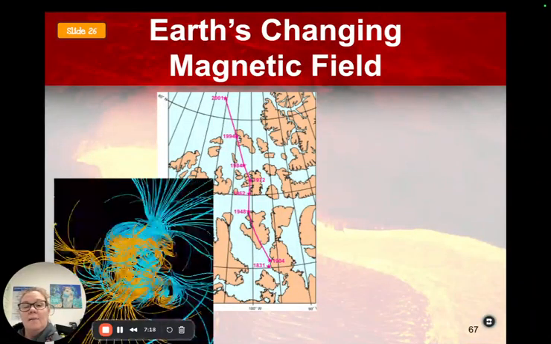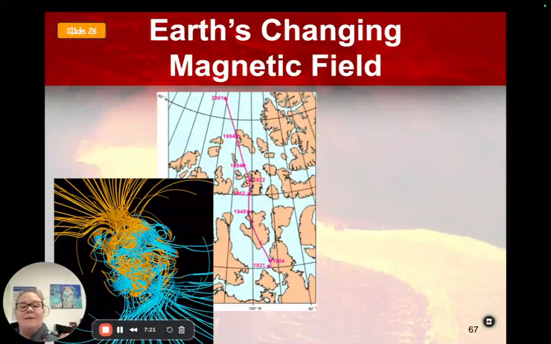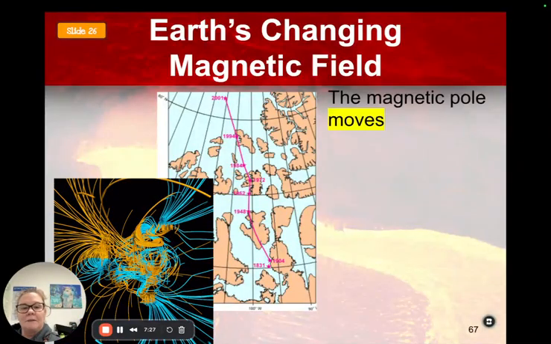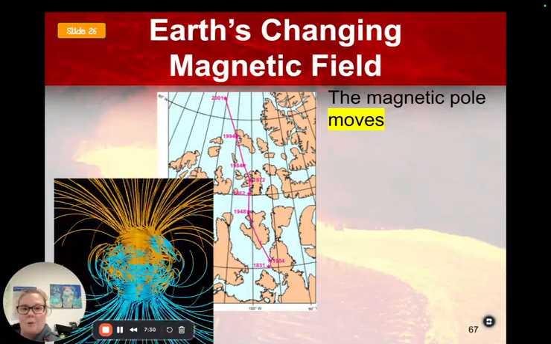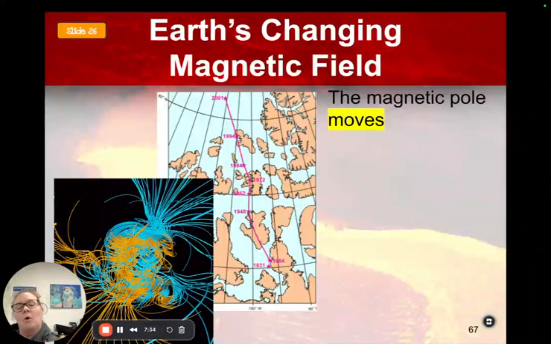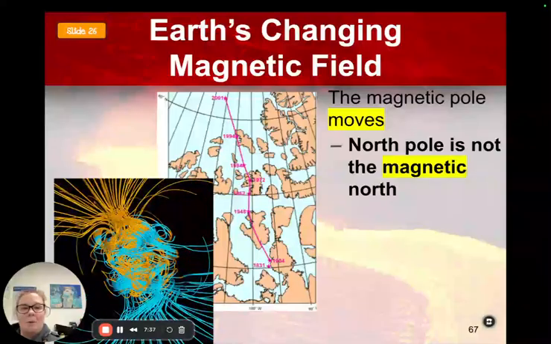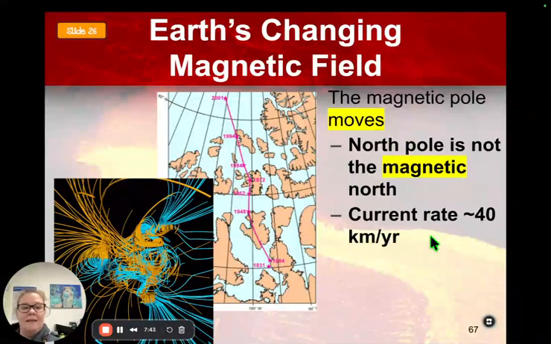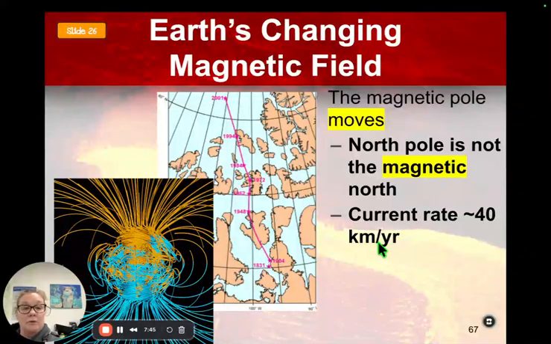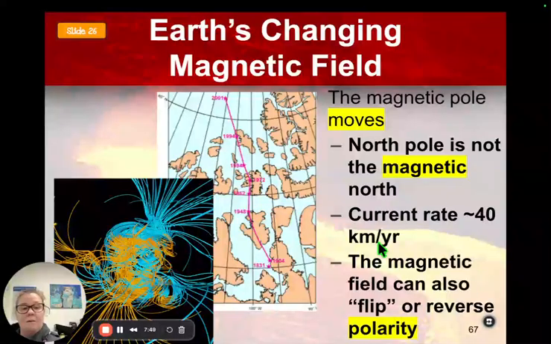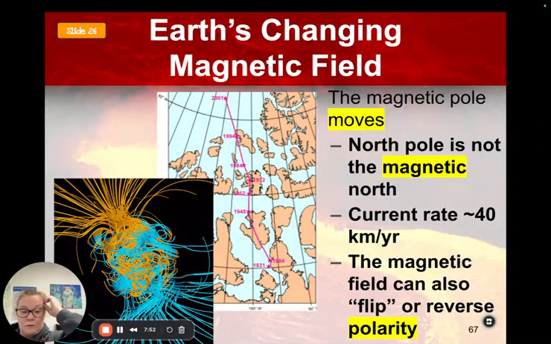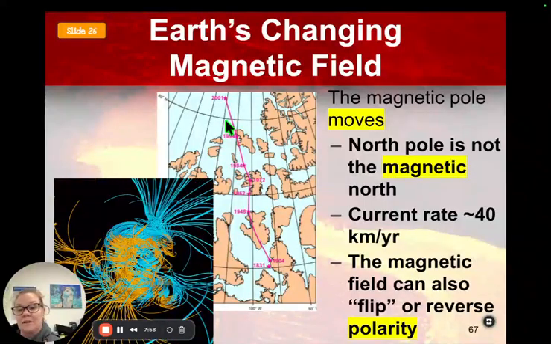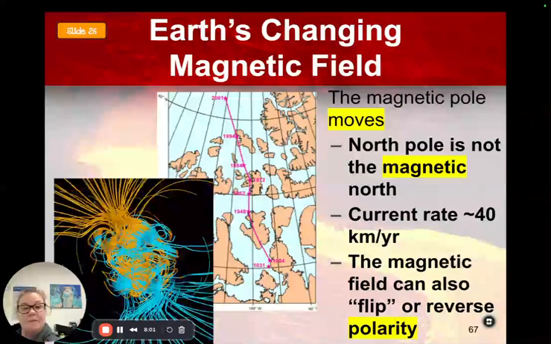One thing that is found is that the Earth's magnetic field has changed over time. The magnetic pole moves. The geographic North Pole stays in the same place, but the magnetic pole moves, so the North Pole is not magnetic north. Currently it is moving at a rate of 40 kilometers per year, so it's moving pretty quickly. They think the magnetic field can also flip or reverse polarity, and that may happen. If it does, it's going to mess up a bunch of stuff, but there's not much we can do about it.